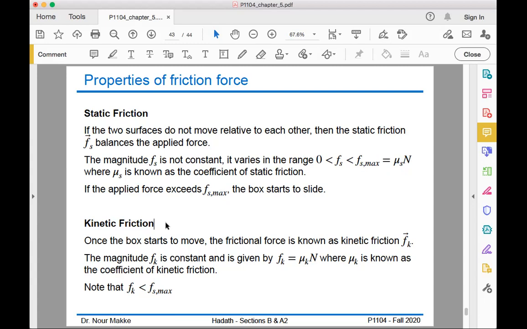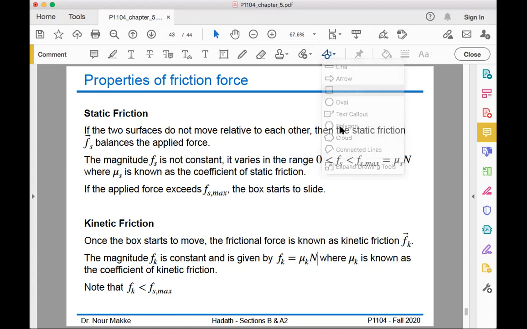Fk is constant. It's not like Fs. Fs could vary from 0 to some maximum value, but Fk is always constant, and it's given by mu k times n, where mu k is known as the coefficient of kinetic friction.